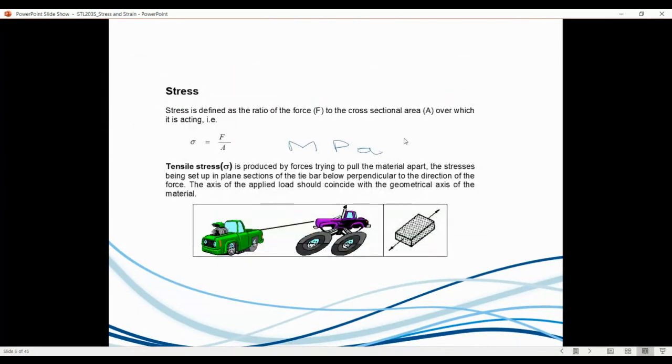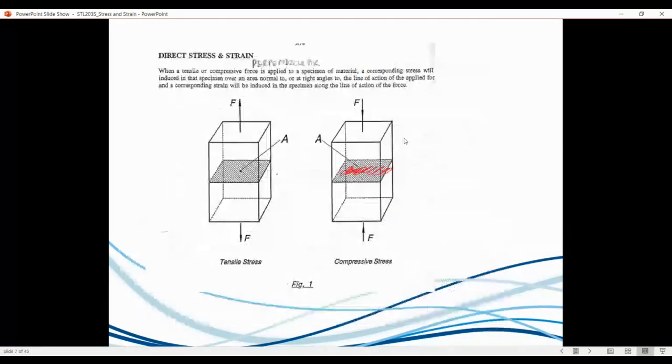What's important to note, again, is that stress is defined as force over area. Its unit is megapascals. Just a brief explanation. Also, it's important to note the stress is acting 90 degrees to the applied force. So an example would be this over here.